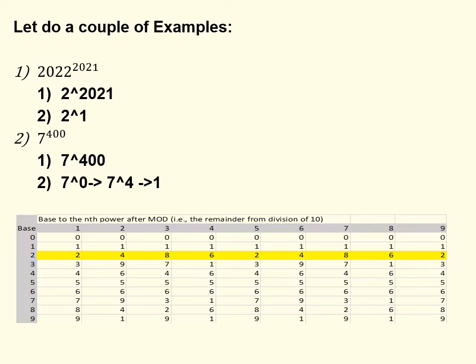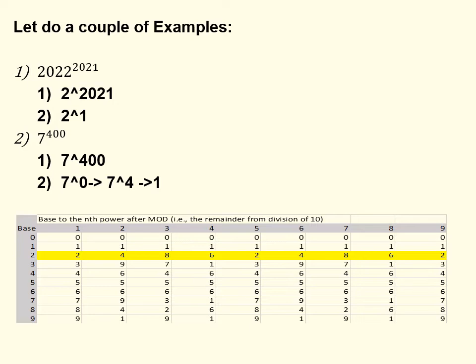Just like we did with the previous example, let's take 2021 modulo 4, and the remainder of that is 1, which means that after 505 cycles, we're getting back to 2 to the first power, which is 2 again. Problem solved. The second one is a little bit trickier.